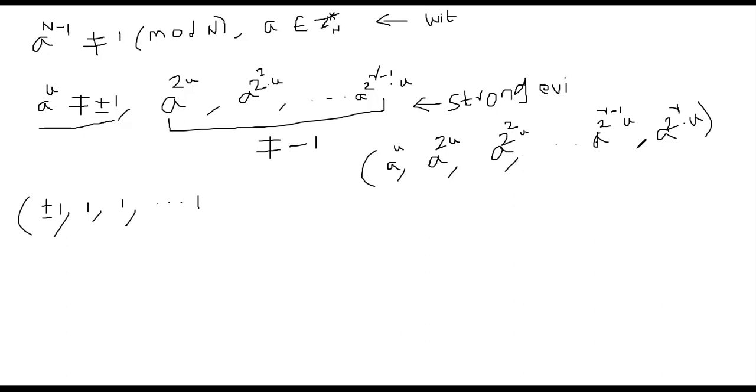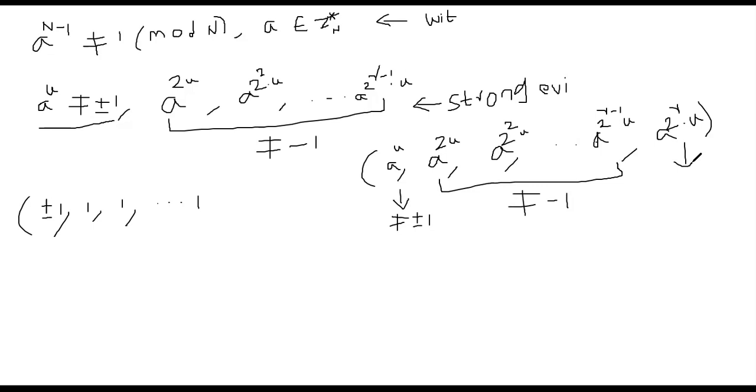The condition is that in order for A to be a strong witness, A^u should not be equal to plus or minus 1. It should not be 1 or minus 1, and all of these elements until A^(2^(r-1) u) should not be equal to minus 1. If n is prime, A^(2^r u) will be 1. That's basically the Fermat-Euler theorem we talked about earlier.